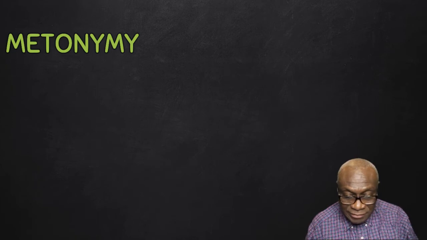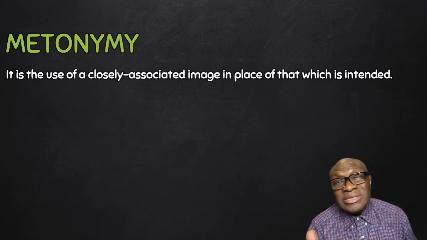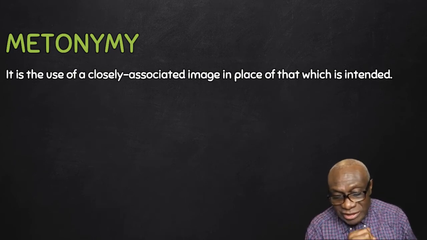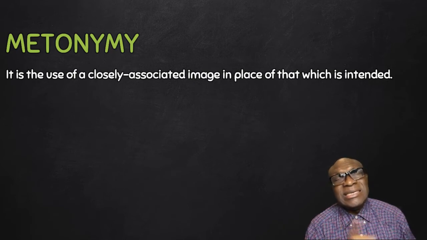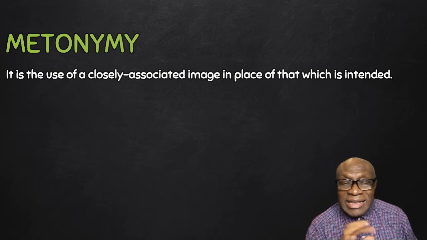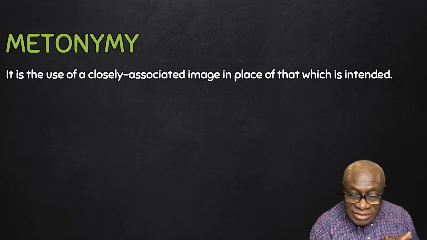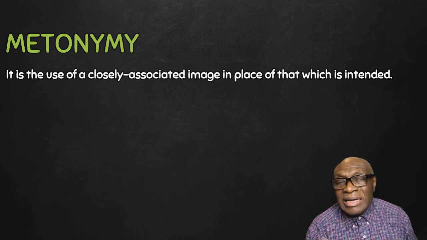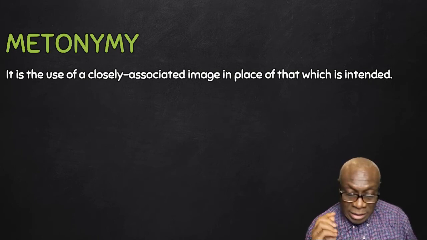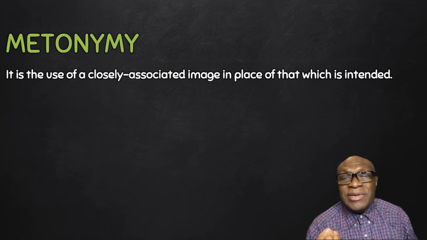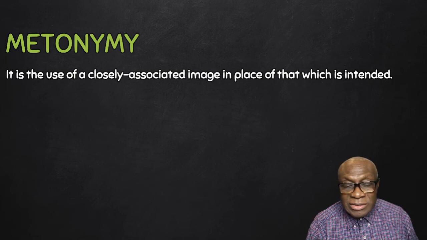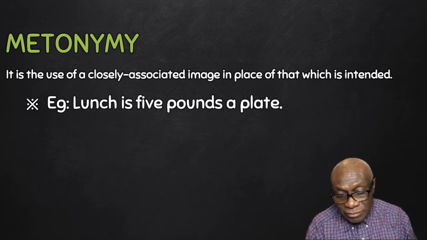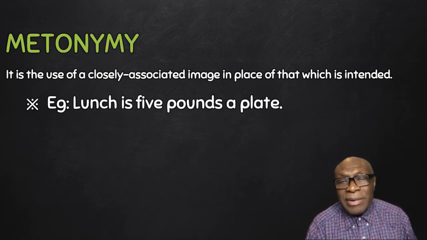What about metonymy? Metonymy is the use of a closely related thing in place of the thing itself which is intended. The intended image or subject is not mentioned at all. So unlike the Synecdoche, metonymy does not mention the target image or subject. But then metonymy uses something which is rather closely related to that which is intended. For example, lunch is £5 a plate.